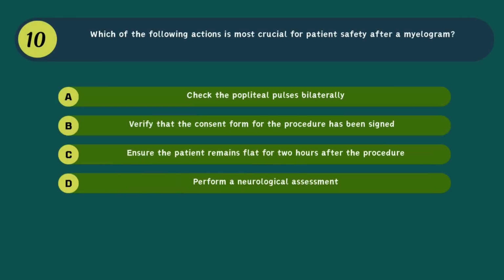Question 10. Which of the following actions is most crucial for patient safety after a myelogram? A. Check the popliteal pulses bilaterally. B. Verify that the consent form for the procedure has been signed. C. Ensure the patient remains flat for 2 hours after the procedure. D. Perform a neurological assessment.